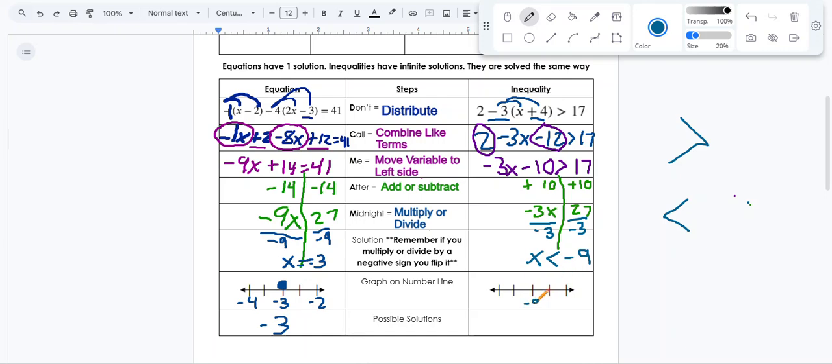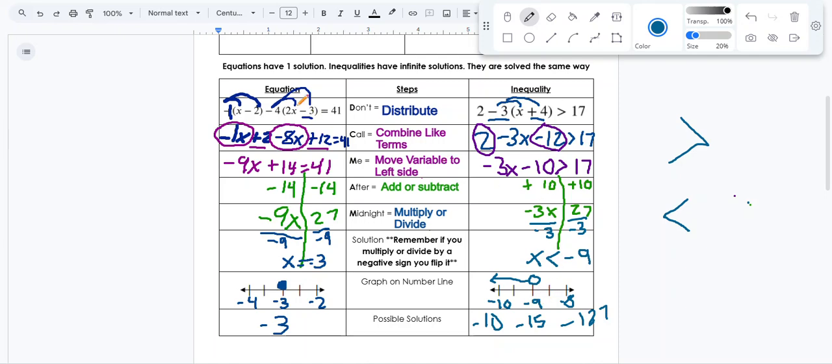And I can put that on my number line. I can put one bigger, one smaller. And then now this does not have an equal to sign underneath, so it's going to be an open circle. And x is less than negative 9, so then I would draw an arrow going to the left. All right, so what are some possible solutions? Well, negative 9 is not a possible solution because it's not equal to, but it can be anything less than negative 9. So I could put like negative 10, I could put negative 15, I could put negative 127. Doesn't matter as long as it's less than negative 9.